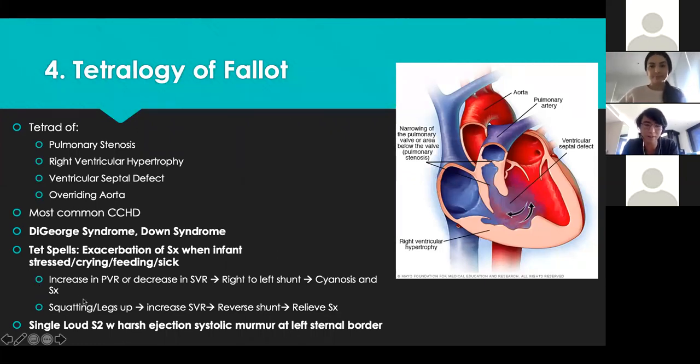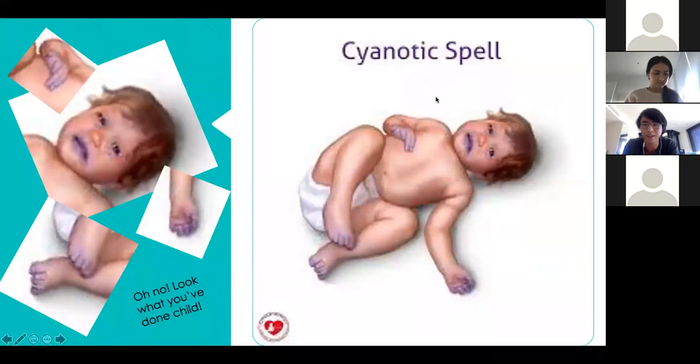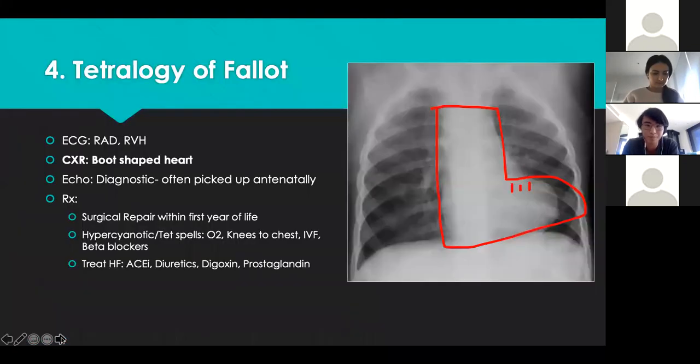As for buzzwords, the murmur is a single loud S2 because of that pulmonary stenosis, and you get a harsh ejection systolic murmur at the left sternal border. So again, from the pulmonary stenosis. We don't really get a murmur from the ventricular septal defect because it's quite large, like we've talked about. So cyanotic babies, they have a spell, they cry, and they're first going to get cyanosis around their extremities, so the fingers and the toes, and around their mouth.